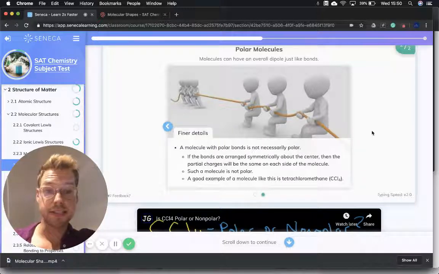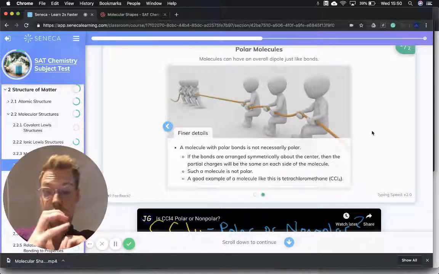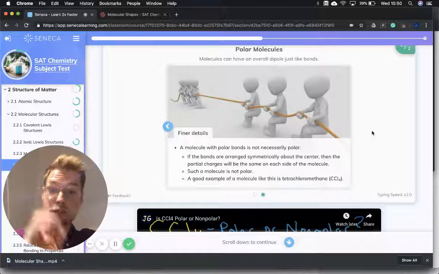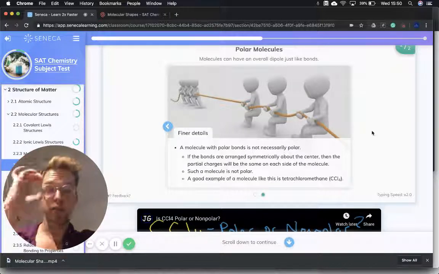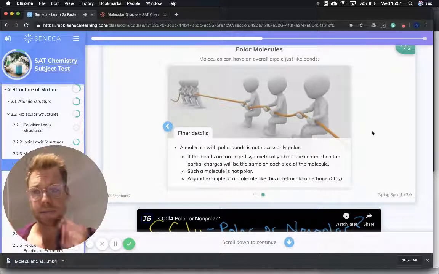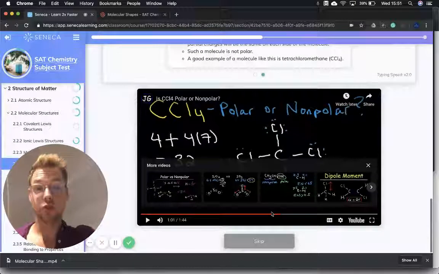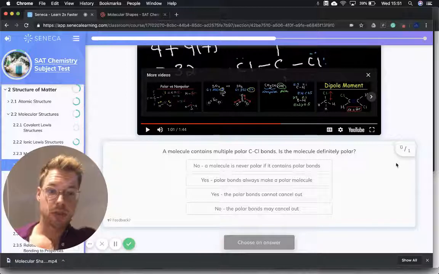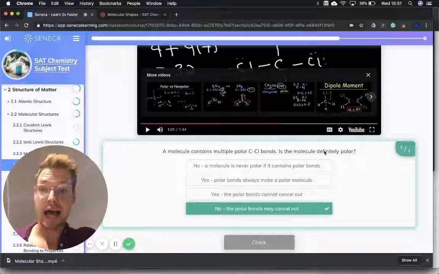A good example of this is tetrachloromethane, CCl4. In that molecule, there's a central carbon atom and four carbon to chlorine bonds. The carbon to chlorine bonds themselves are going to be polar because chlorine is very electronegative and carbon is not so electronegative. However, because the molecule is symmetrical, the opposite charges cancel out. So the molecule itself is not polar. Even if a molecule has multiple polar C-Cl bonds, the molecule might not be polar because the bonds may cancel out.